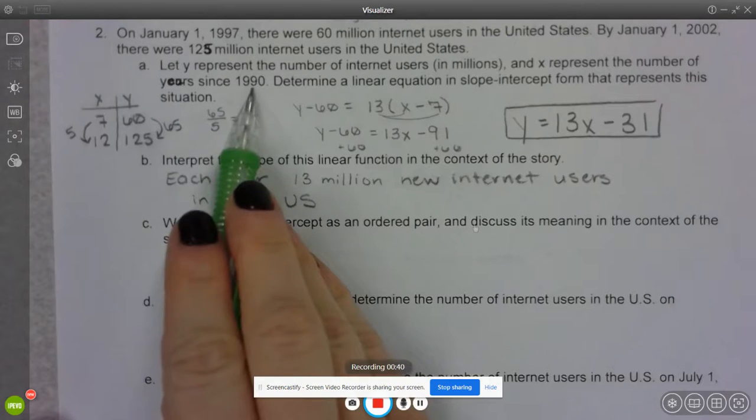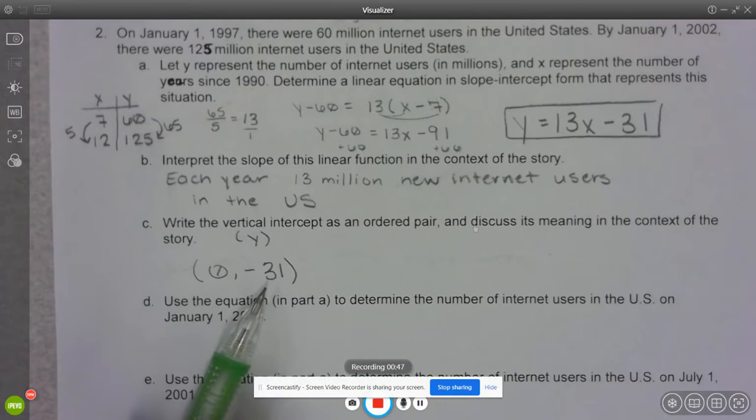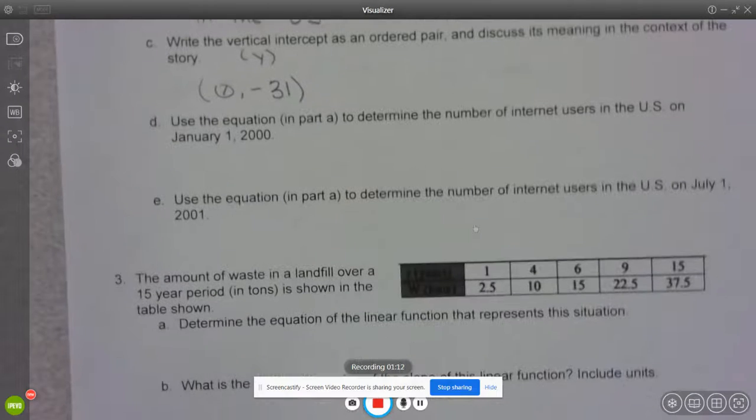So our equation represents the years since 1990. So what this is telling us is in 1990, nobody was using the internet. There was a negative number for my y-intercept. So that means nobody was using the internet in 1990. Years after this, it will make more sense, but in 1990, it doesn't make sense to talk about my y-intercept.